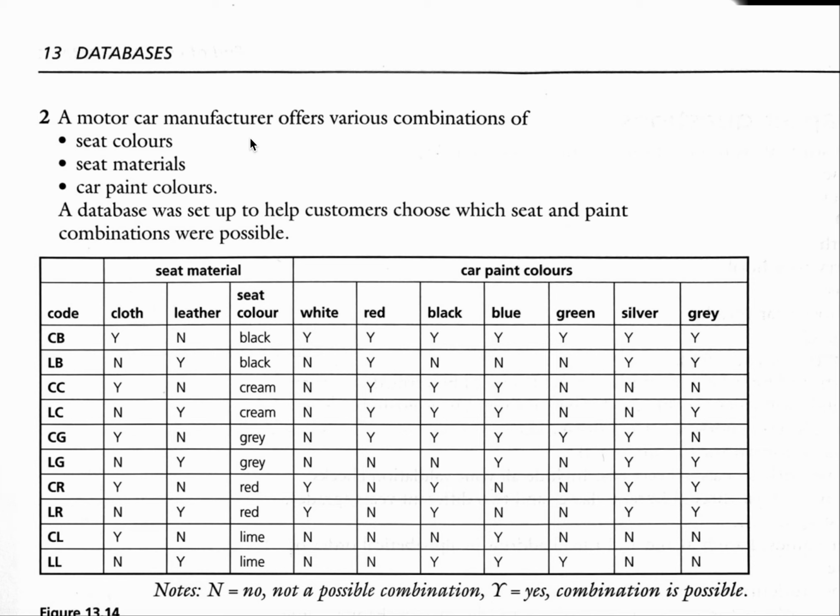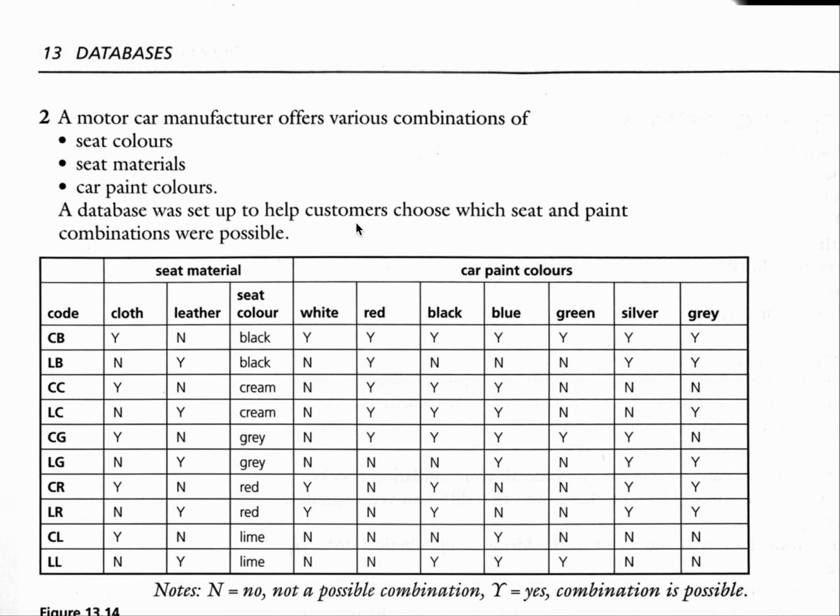A motor car manufacturer offers various combinations of seat colors, seat materials, and car paint colors. Motor car is just another name for a car company, like Toyota, Honda, and so on. Below is a database. It was set up to help customers choose which seat and paint combinations were possible.